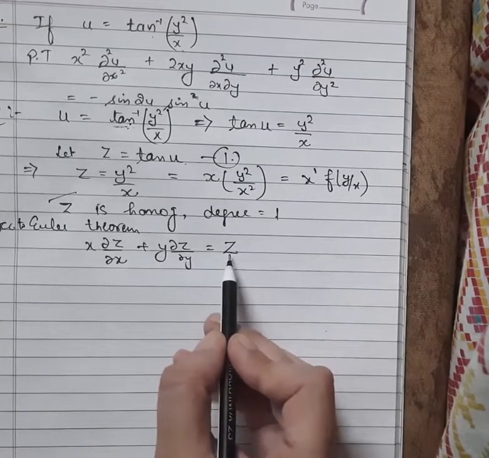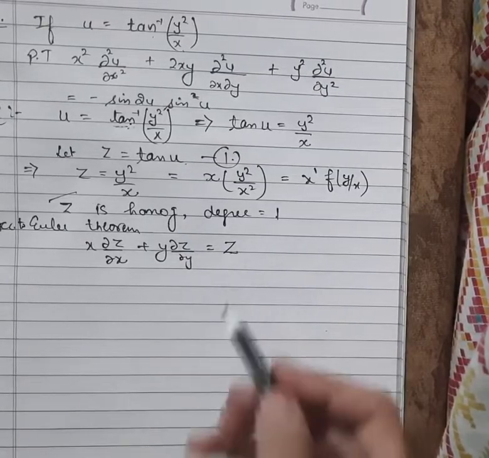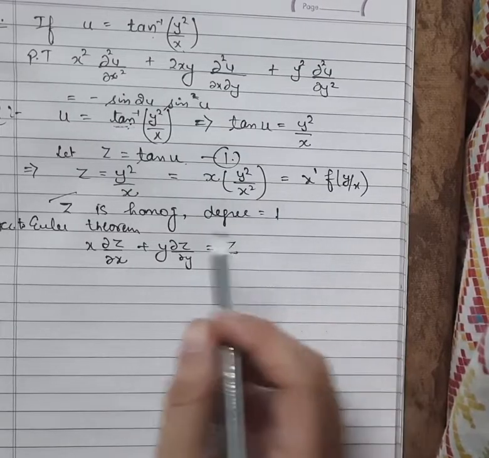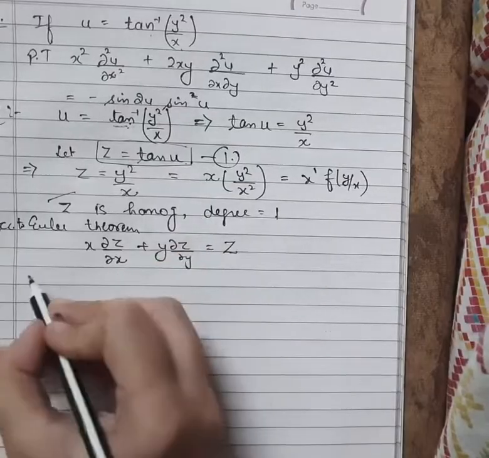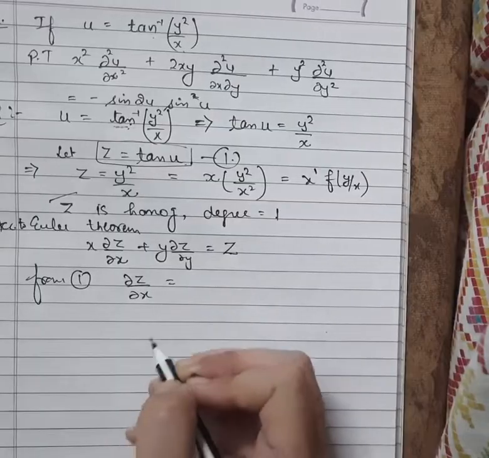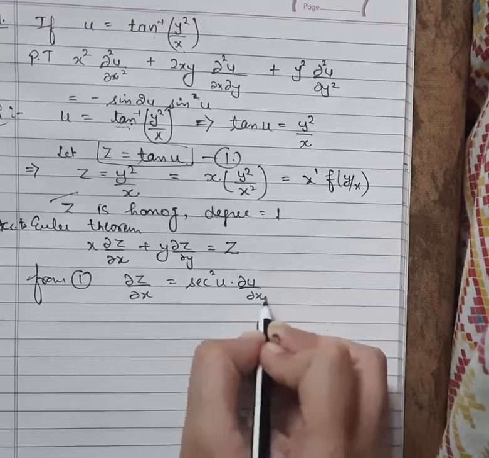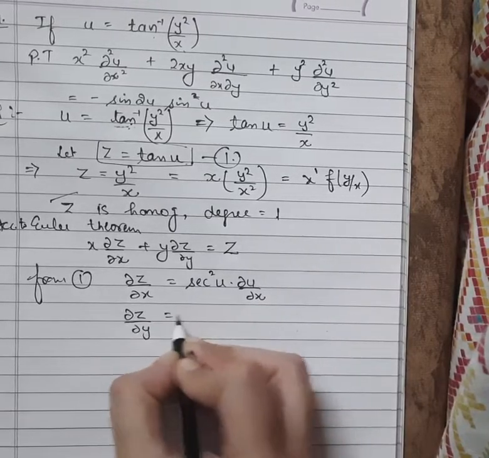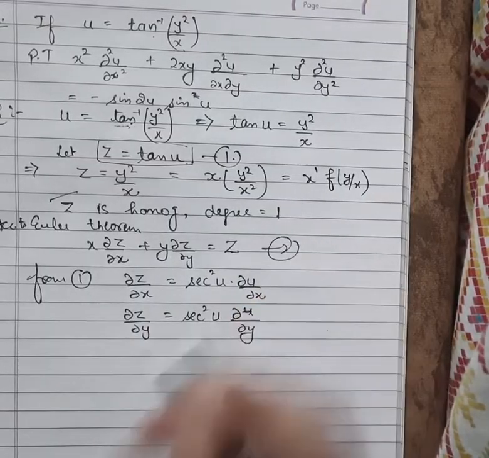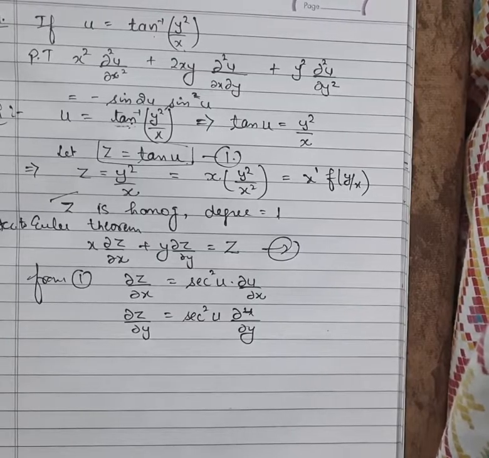Now we will convert this function z back to u, because z was assumed by ourselves, हमने z पुट करा था, लेकिन हमें जो इक्वेशन चाहिए वो किसकी टर्म्स में चाहिए? u की टर्म्स में चाहिए. Now from equation number 1, what will be ∂z/∂x? Derivative of tan is secant square u, ∂u/∂x. Similarly, ∂z/∂y is secant square u, ∂u/∂y. Let's put the values of all the terms of z in equation number 2.